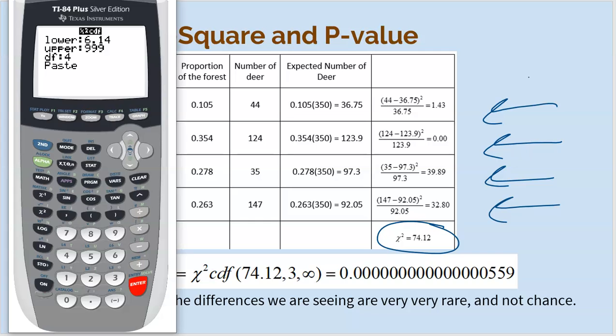And this time I'm going to go from 74.12 to 99, with 3 degrees of freedom. Well, there are 4 categories, habitat 1, 2, 3, and 4. 4 minus 1 is 3 degrees of freedom. And I get an unbelievably low p-value, right? 15 zeros. I count them. I hope that they're all there. I'm not sure if they are.